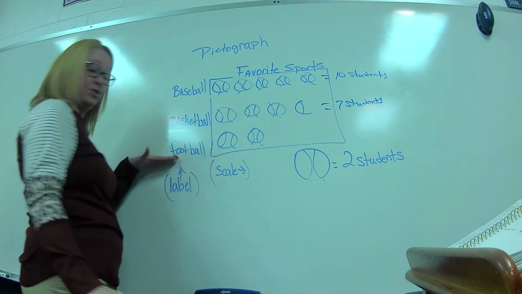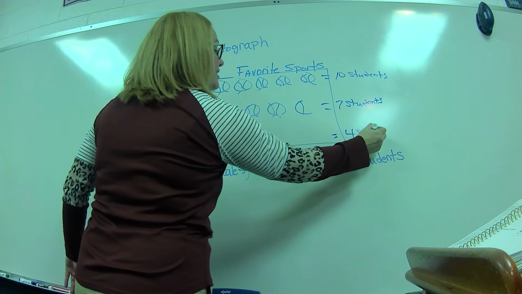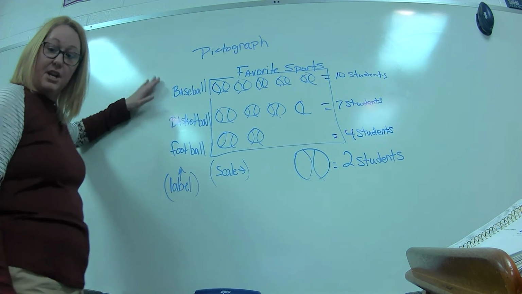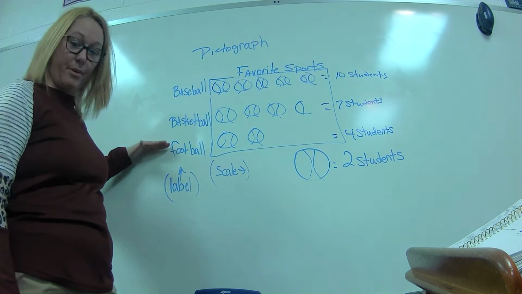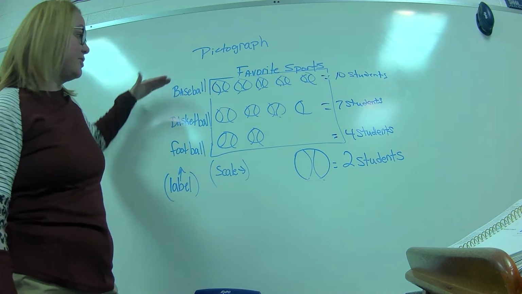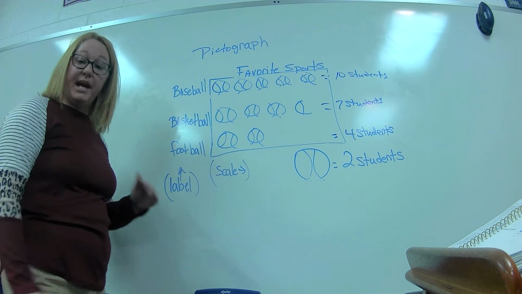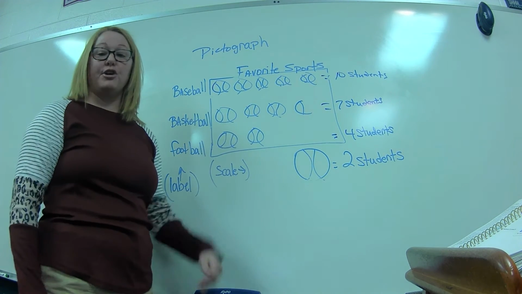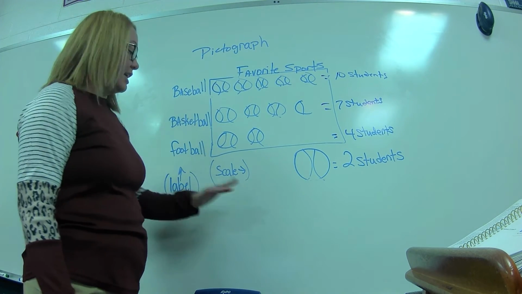And then how many students liked football? 2, 4. From this information, I can tell that baseball is the favorite. I can also tell that there are 6 more students that like baseball than football, because that's 10 subtract 4. I also know that there's a difference of 3 students between baseball and basketball. So a pictograph is a graph that uses pictures to chart the data, and you have a title, labels, and a scale.